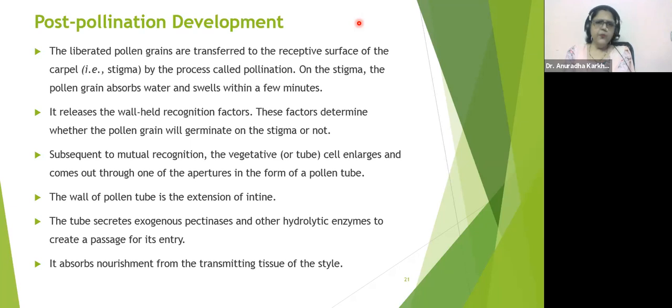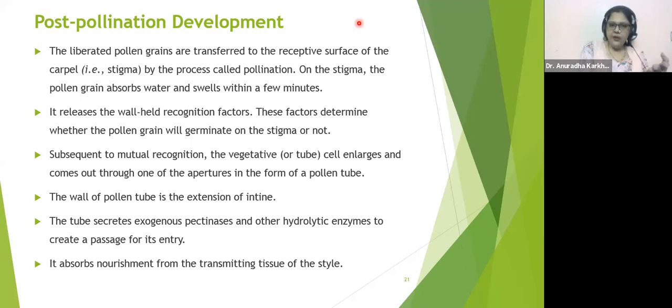So sometimes what happens is the pollen grain itself realizes that, oh, I have come to the wrong place. I should not germinate over here. So it's a mutual recognition. Both recognize each other in a mutual way. Mutual means together. Okay. So in this case, after they both recognize each other, yes, this is the right type.